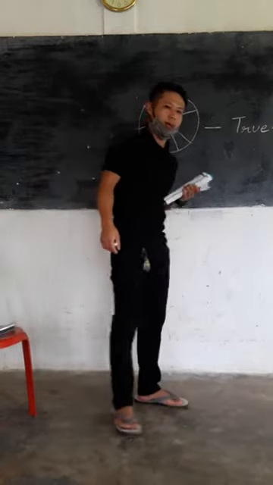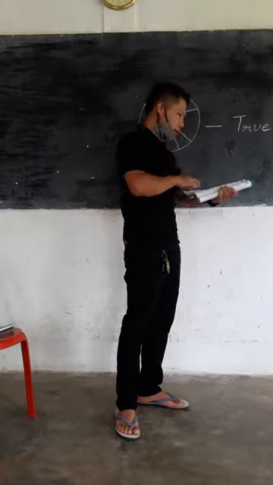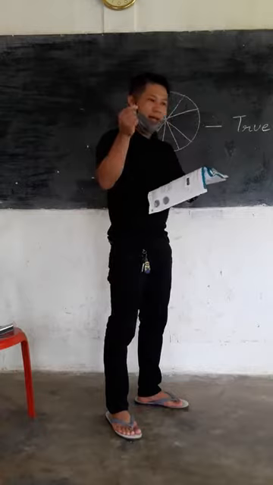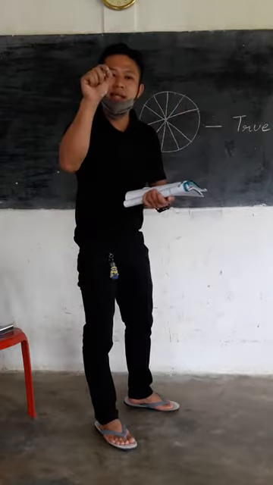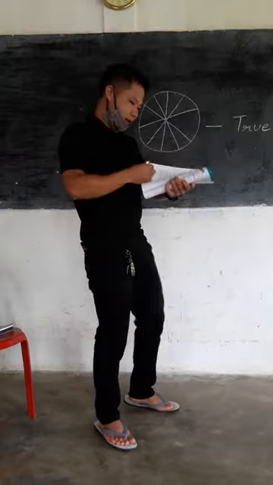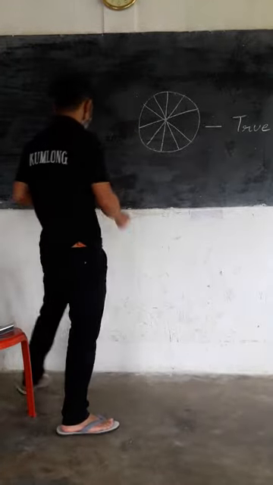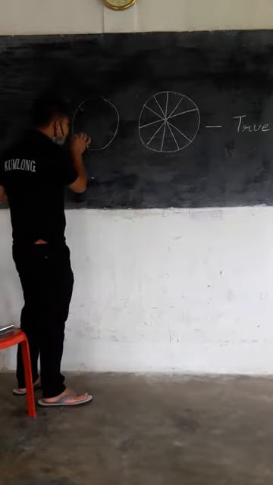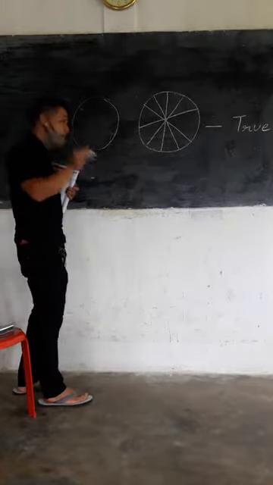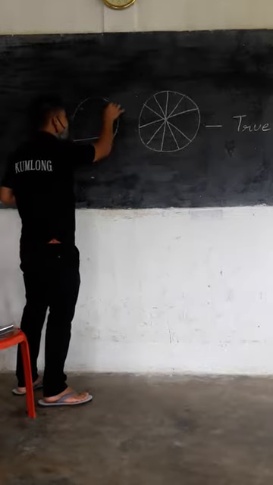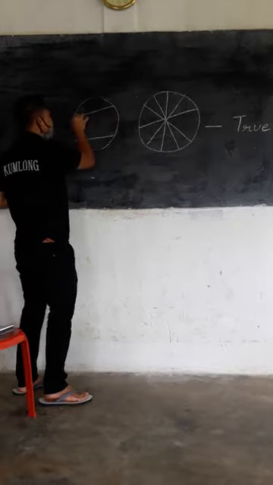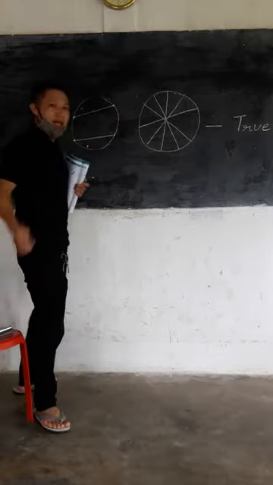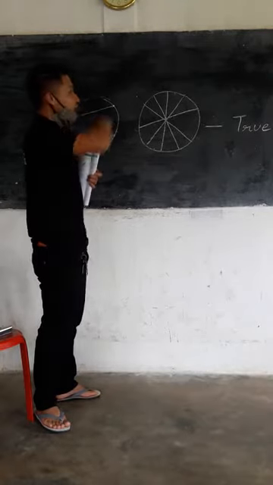What is a chord? A chord is a line segment whose endpoints lie on the circle. Suppose this is a circle. A chord is a line segment whose endpoints lie on the circle. This is the endpoint, this is the endpoint. It is on the circle, not outside.